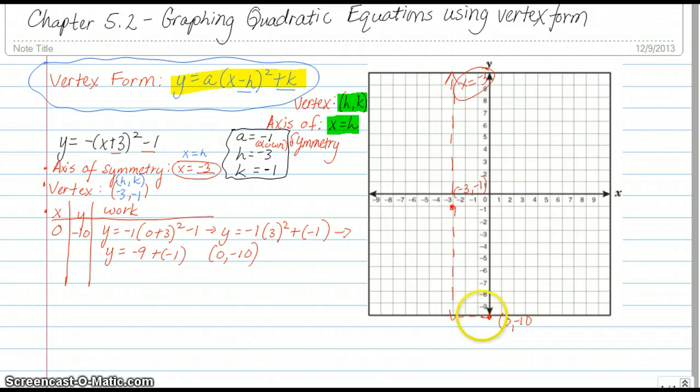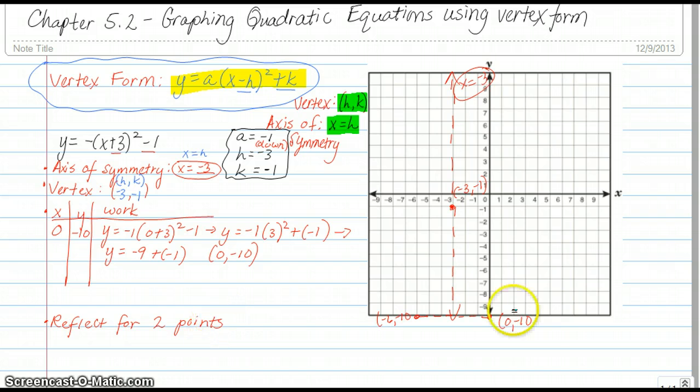It's 1, 2, 3 from the axis of symmetry. We're going to reflect the other way, so it's negative 6, negative 10. That's our next step, to reflect. You'll find 2 points to reflect for 2 points.